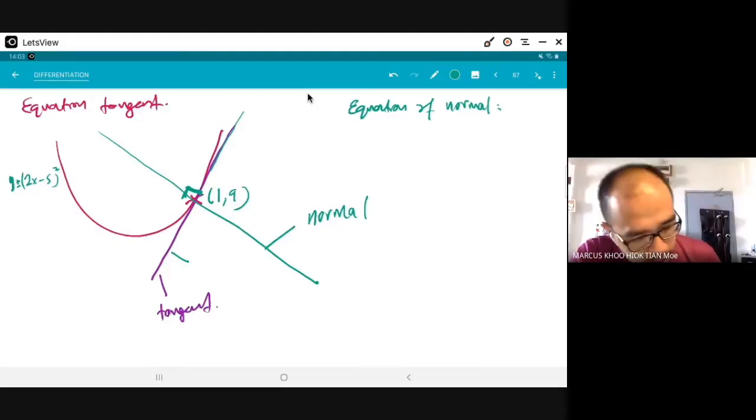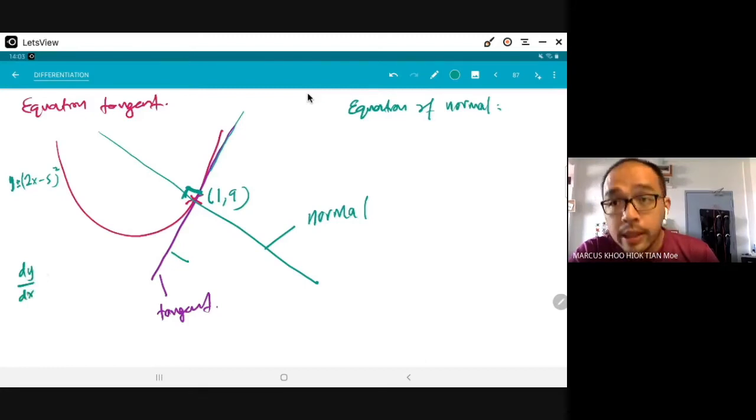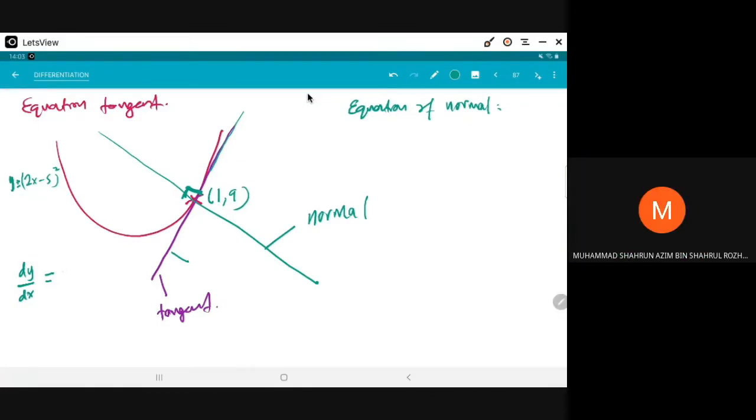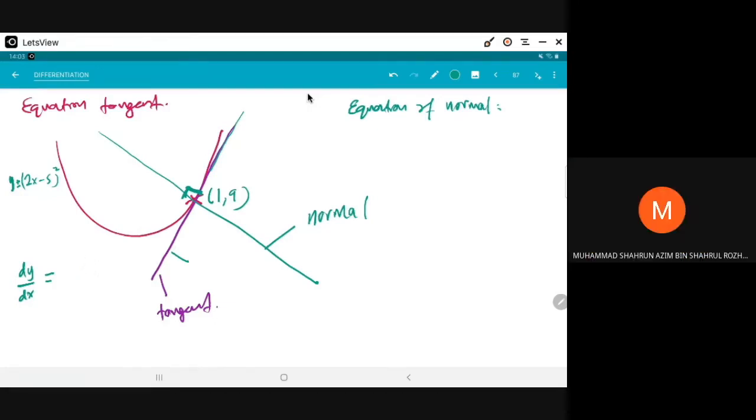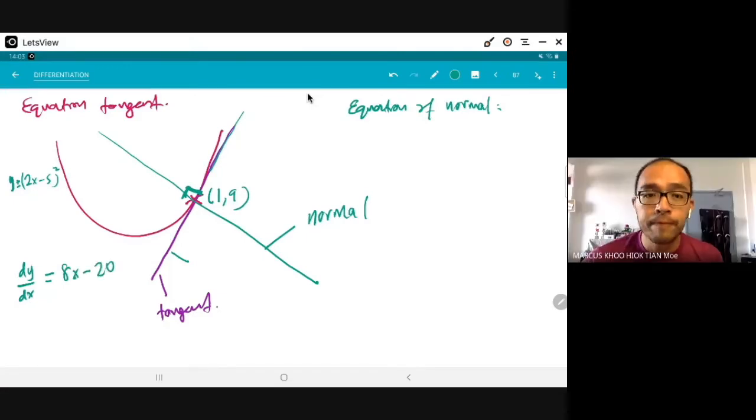Okay, let me just double check. What is the differentiation for this particular equation? Can anybody tell me? Lepas kau differentiate, apa terjadinya? Let's just double check sebelum kamu. 10x minus 20. Okay, all right.